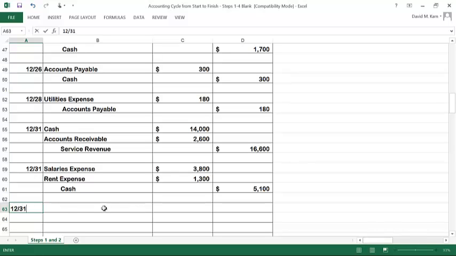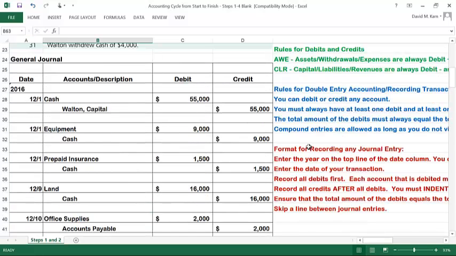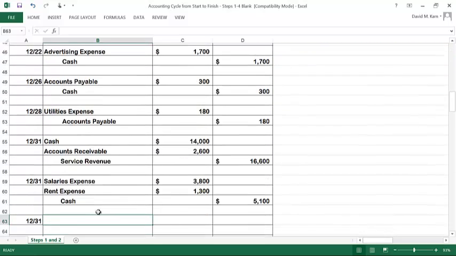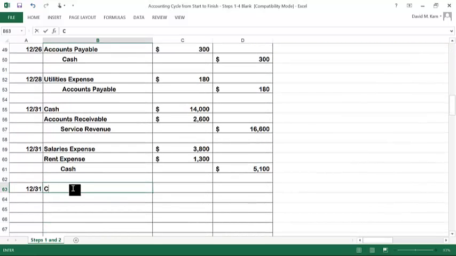The third transaction on the 31st of December is the business received $1,400 for auto screening services to be performed next month. Okay, so let's think about this. We know that we are getting $1,400 of cash in advance for work that we have yet to do. So we know cash is coming in, so we know we can debit that. So let's go ahead and debit that there. Cash. And that cash was $1,400.